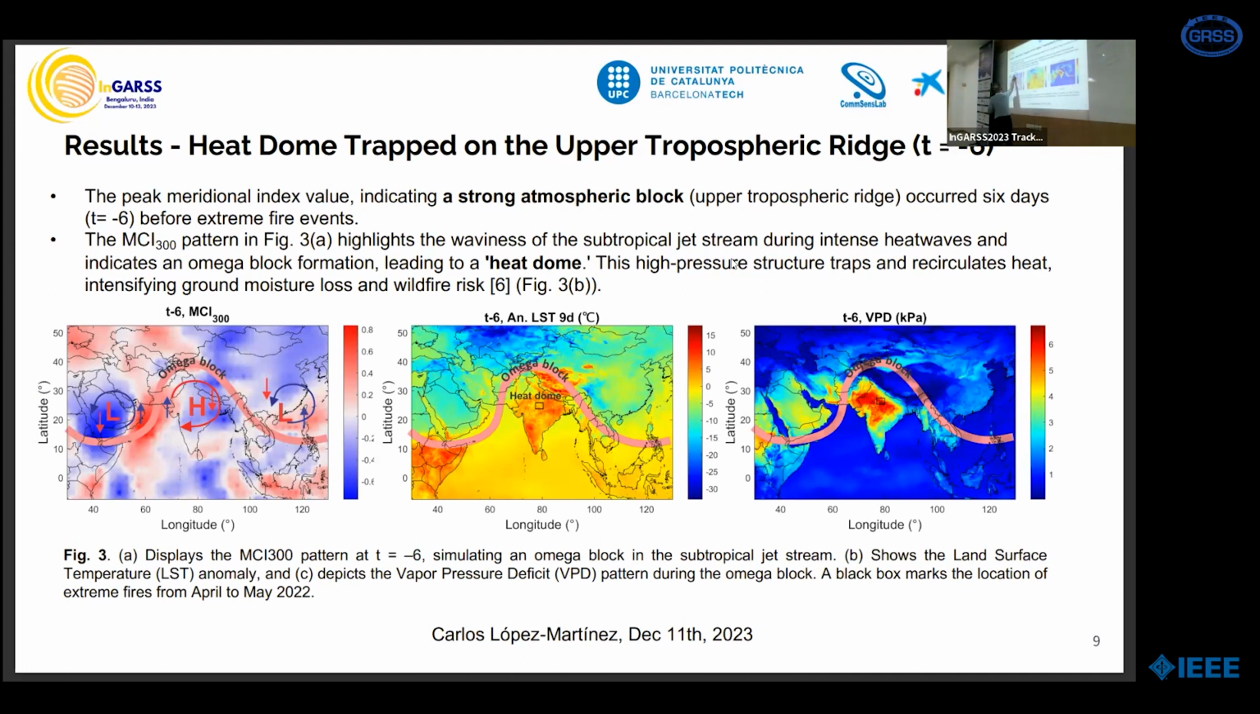Yeah. It's 6 days before the fires. No, this is not in ground. This is in the upper atmosphere. This is the situation in the upper atmosphere.